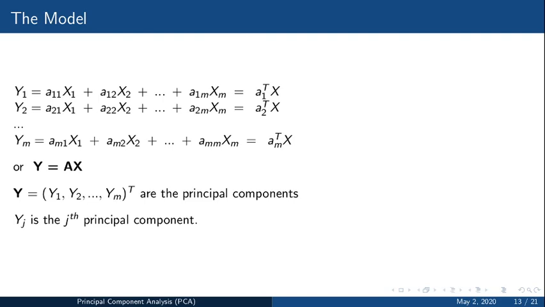and ultimately we wrote it as y equal to Ax, where A is the coefficient matrix. First column is a11, a21, etc., am1, then a12, a22, etc., am2, and so on. And we told that y1, y2, ym are the principal components, and instead of all m principal components, we can actually use a smaller set of principal components to comprehend and analyze our data.